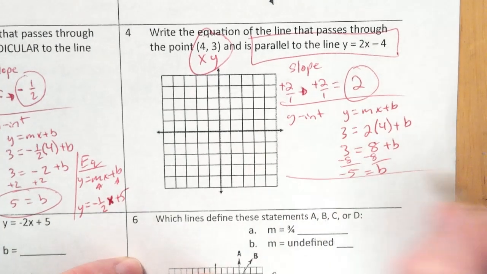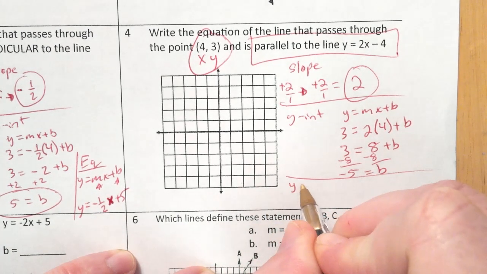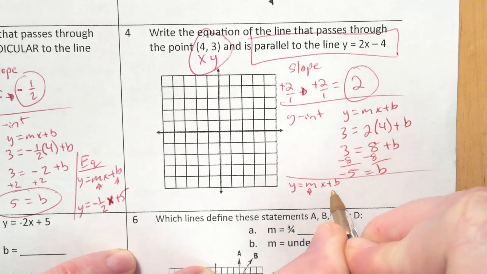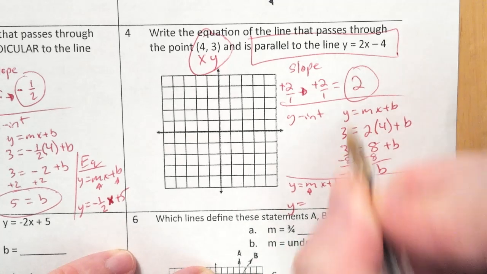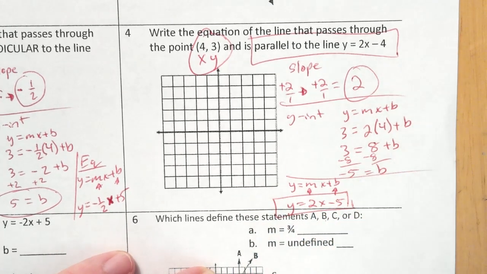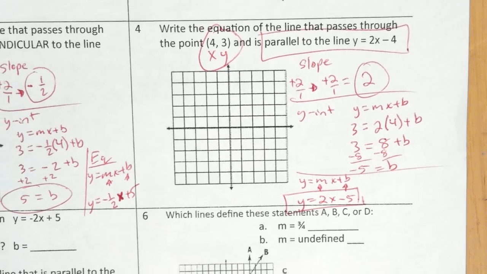Your final step, write down the equation. y equals mx plus b, where you only plug in m and you only plug in b. So y equals 2x minus 5. And that's your final answer. Fabulous. And that's the answer to number 4. All right, number 5.